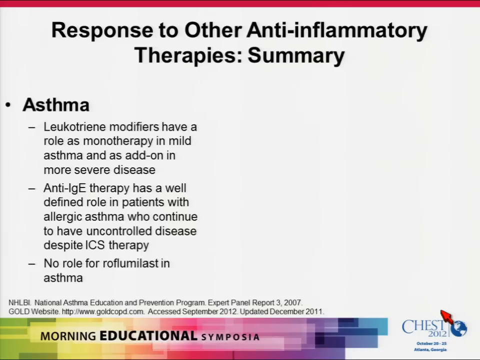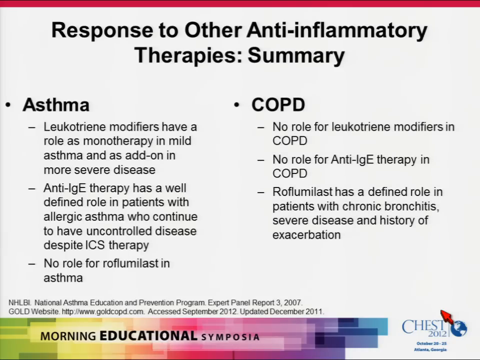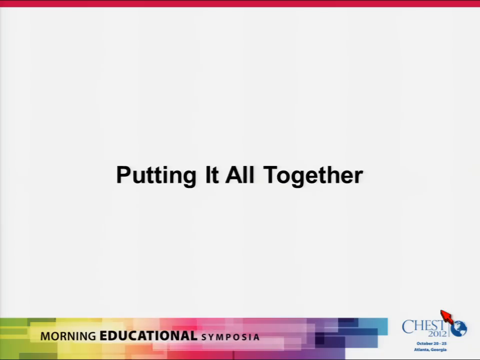So if we summarize the response to other anti-inflammatory therapies in asthma and COPD, leukotriene modifiers have a role as monotherapy in mild asthma and as add-on in more severe disease. There's currently no role for leukotriene modifiers in COPD, at least the ones we have. The anti-IgE therapy also has a well-defined role in patients with severe allergic asthma. That has not been the case in COPD. On the other hand, roflumilast, the only PDE4 inhibitor approved, is only approved for COPD patients who have a specific phenotype, and that is not the case in asthma. So let's put this all together.